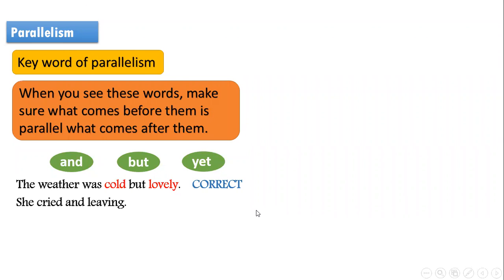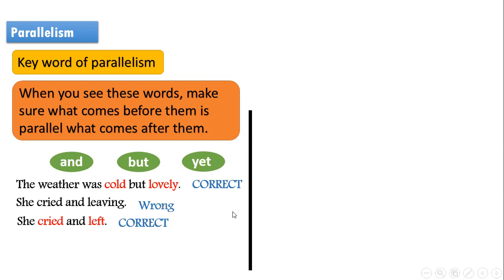She cried and leaving. Is there anything wrong? Because "cried" is a past form, and we need another past form. So this should be "left." She cried and left. That's the correct one.